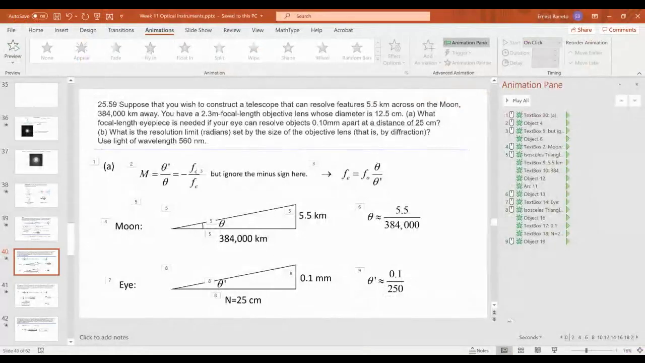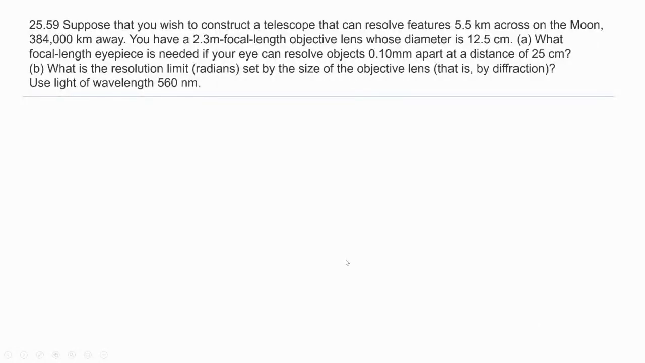Okay. So you still see the PowerPoint, right? Yes. Okay. Let's do this one. This is one of the homework problems that I got some questions about. It's a little tricky, and it brings together some of the things that we just talked about. Suppose that you wish to construct a telescope that can resolve features that are 5.5 kilometers across on the moon. We want to be able to distinguish two mountaintops that are this far apart on the moon. The moon is 384,000 kilometers away. We have a telescope. The objective lens has a focal length of 2.3 meters, and the diameter is 12.5 centimeters.